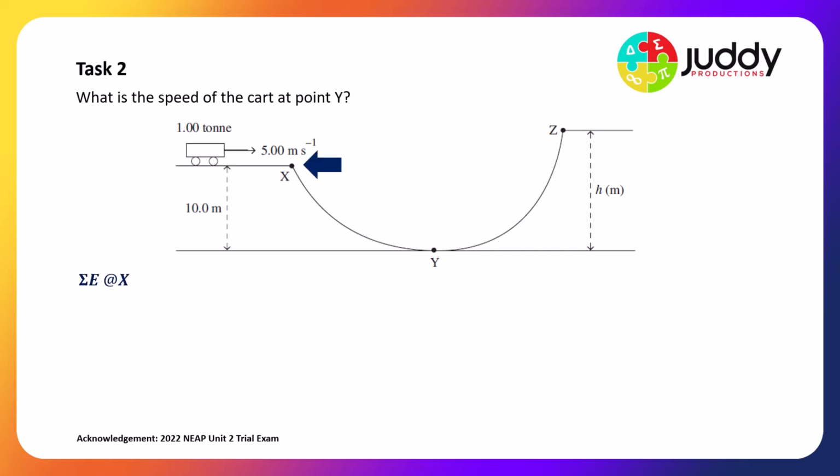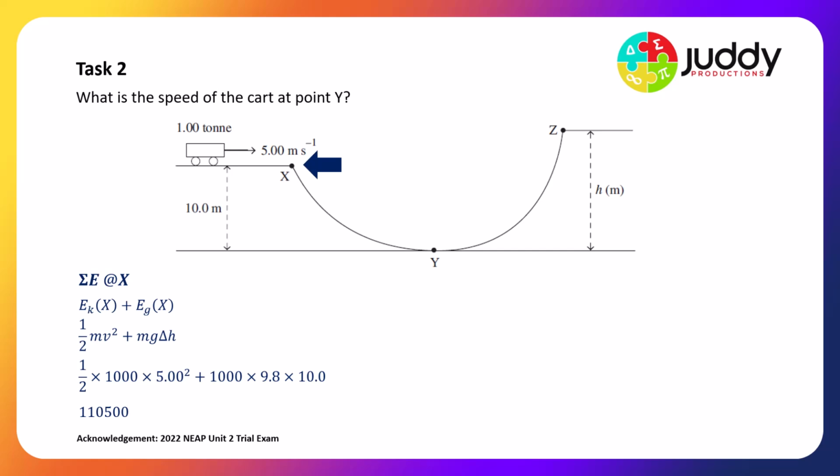So at point X, the total or the sum of the energy is the sum of the kinetic energy at point X and the gravitational potential energy at point X. And we can calculate that using the half mv squared for kinetic and the mg delta h for the gravitational potential energy. We sub in our values and we find that the total amount of energy, or the sum of all energies at point X, is 110,500 joules. That means that anywhere in this system, the sum or total energy of this cart will be 110,500 joules. It just changes its form from kinetic to gravitational potential along this particular journey.